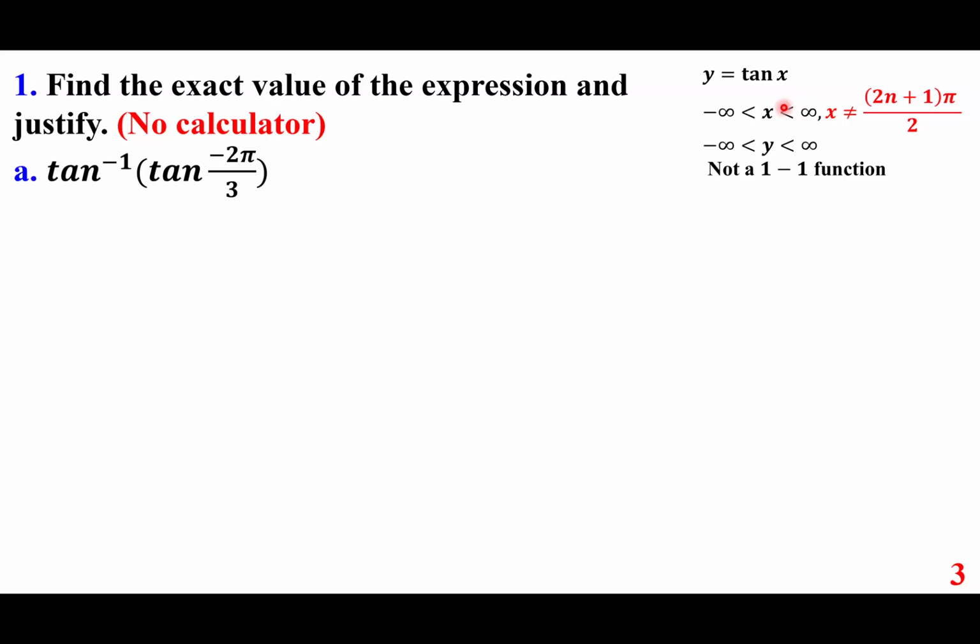Y equals tan x. The domain is from negative to positive infinity. However, x can't be 2n plus 1 times pi over 2 because tangent is sine over cosine. So whatever makes cosine 0 is excluded. And that becomes the vertical asymptote, by the way. So vertical asymptotes, x equals 2n plus 1 pi over 2. In other words, odd multiples of pi over 2. Odd multiple, 2n plus 1 is odd. Odd multiples of pi over 2. So the range is real numbers, and it's not a one-to-one function.